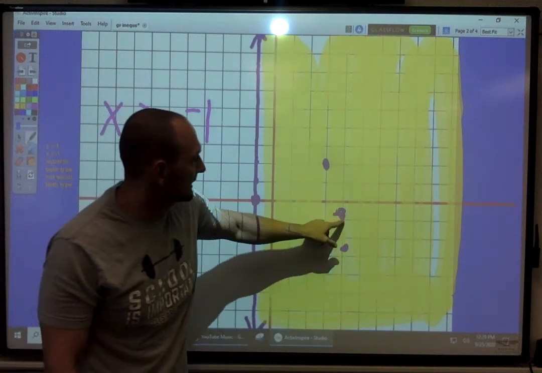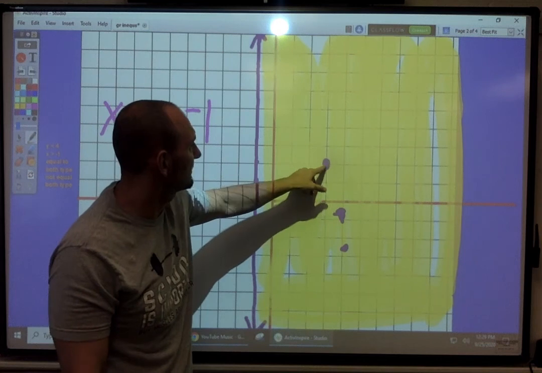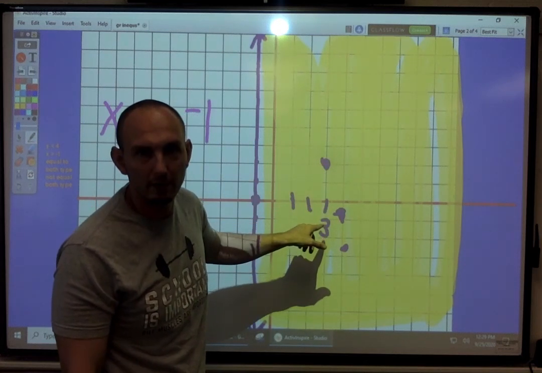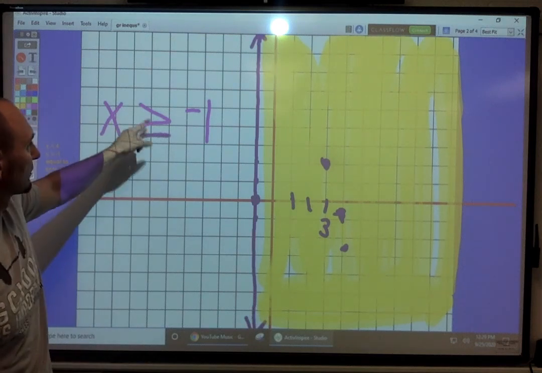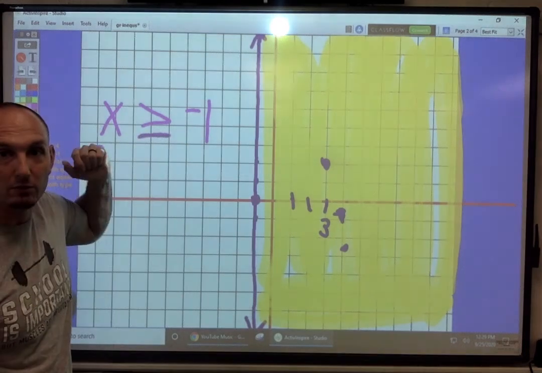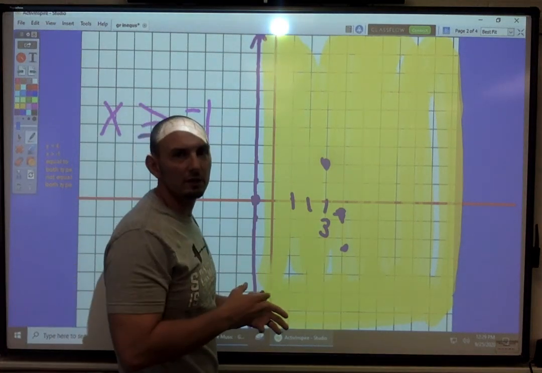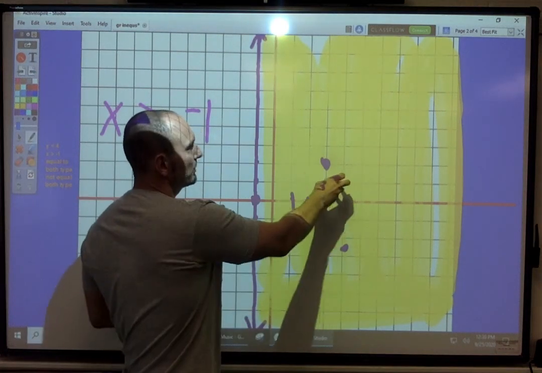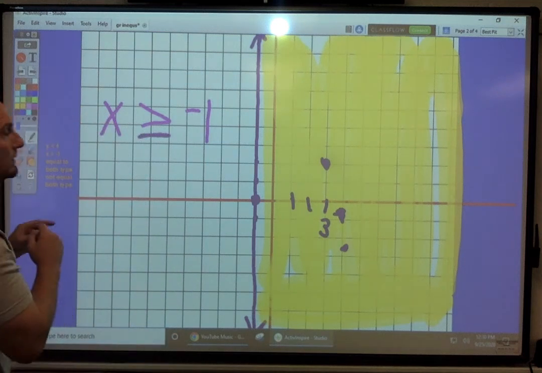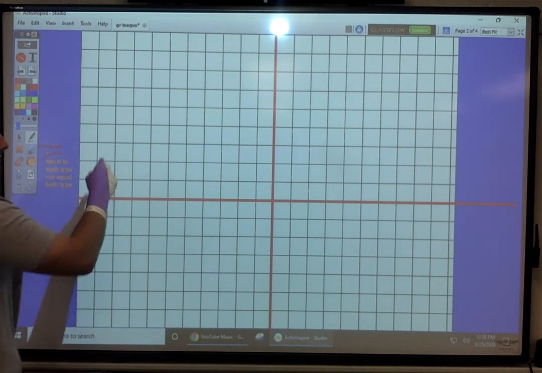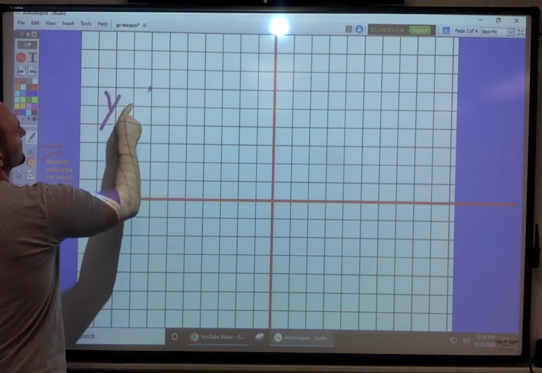Because at this point right here, let's use that. 1, 2, 3. The x value is 3, right? Is that x value greater than or equal to -1? Yeah. So if you ever want to check if your shading's right, you can take a point and plug it in. And that's what we're going to do here in a second. Okay, we've done those. So now we'll just create something. Make something simple to graph.